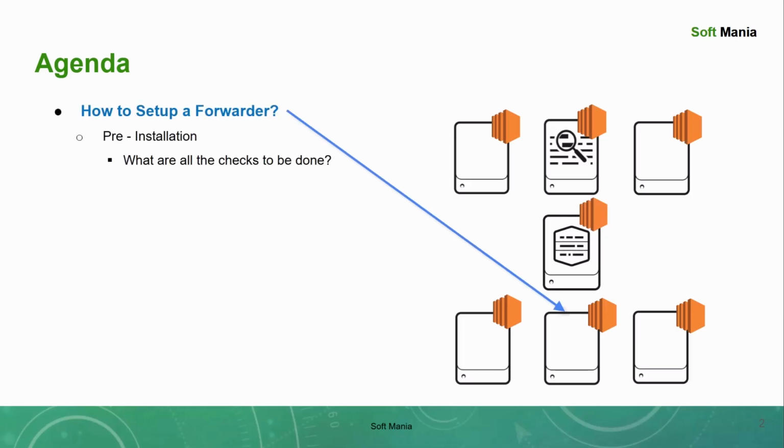The first one is pre-installation. There are some pre-installation checks we have to do before installing the Universal Forwarder. And there are installation steps. Using CLI, we are going to install Universal Forwarder in a Linux machine. Post installation, we will do some checks so that we are good to go.